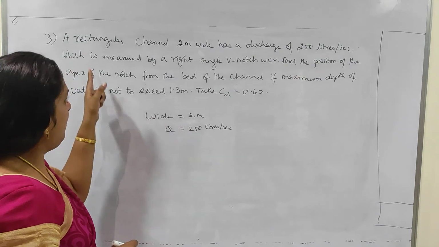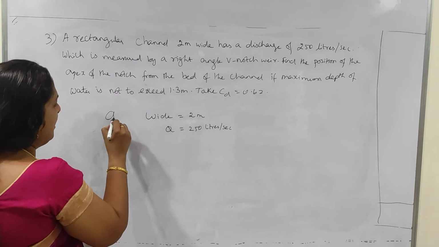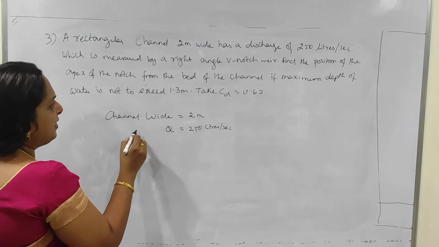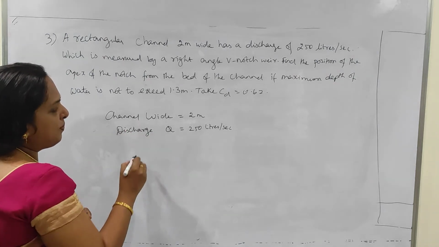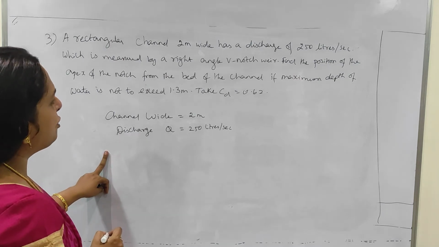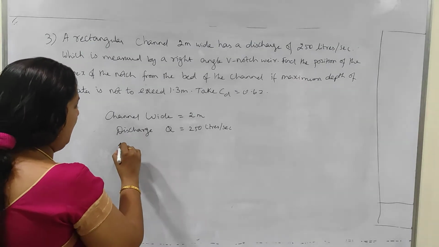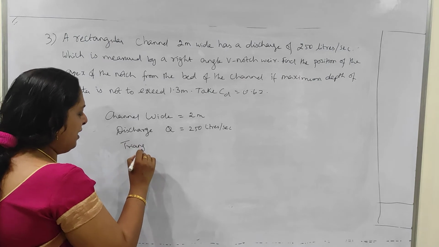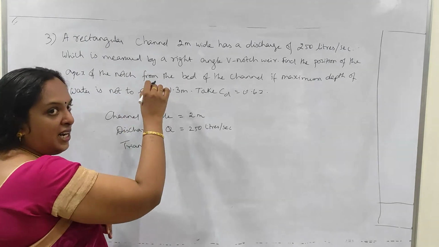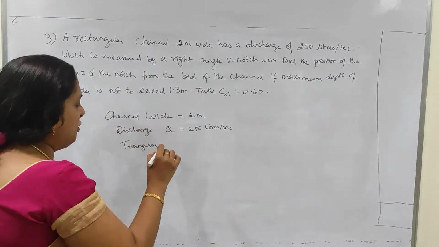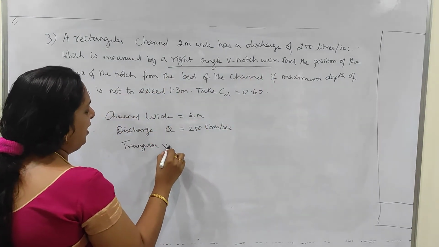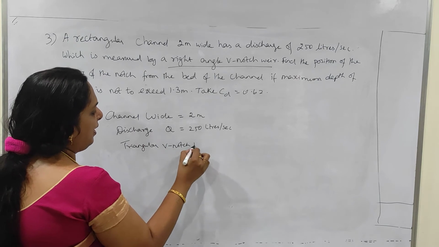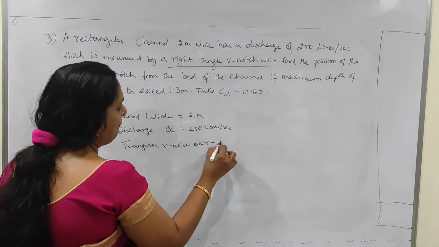There is a channel width, that is 2 meters. And discharge is given. Discharge is how much? 250 liters per second. Though it is given in the beginning as rectangular, it is not a rectangular weir, it is a rectangular channel. So what is the weir here? It is a right angled or triangular V notch weir.